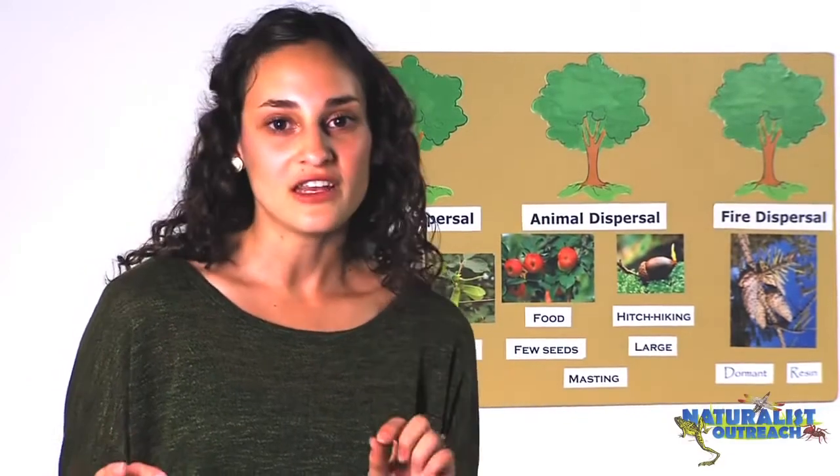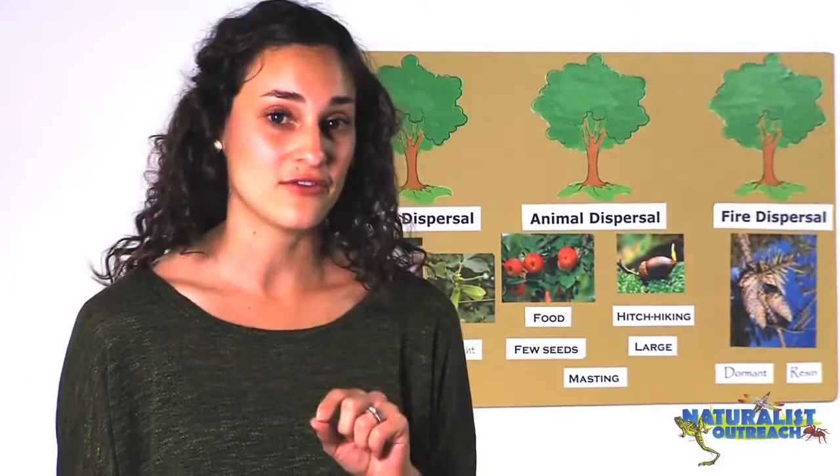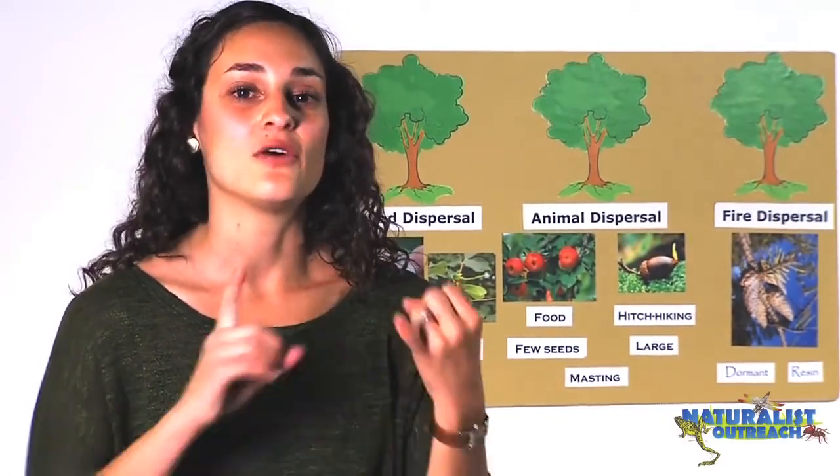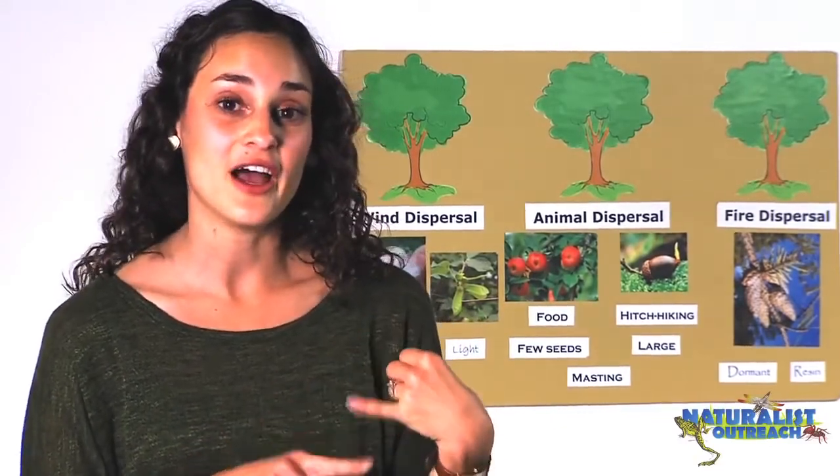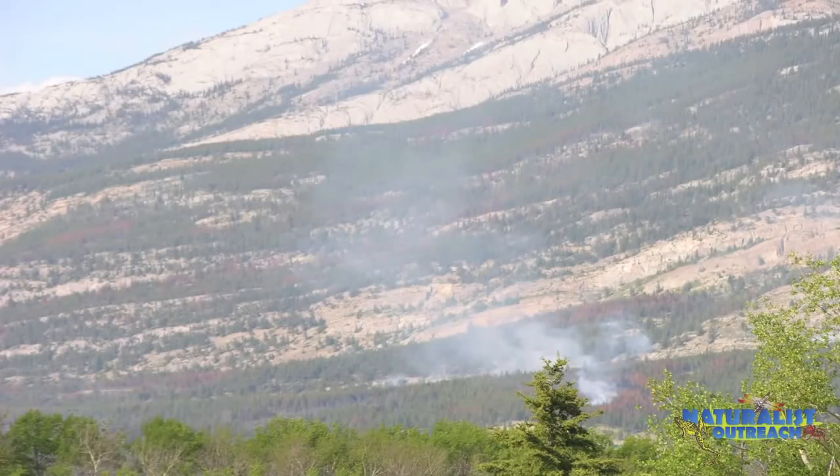What the seeds really need to do in order to be successful in this environment is be able to wait until a giant fire comes to kill all the parent trees and be ready so that when the fire comes, they can take full advantage of this opportunity. So the way that seeds dispersed by fire do this is by living in special cones.